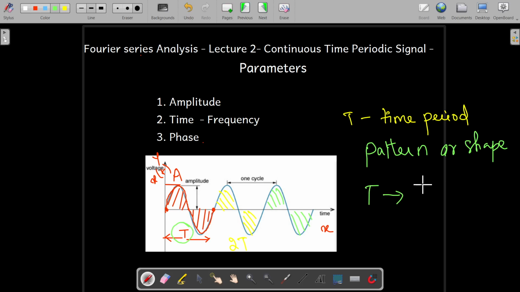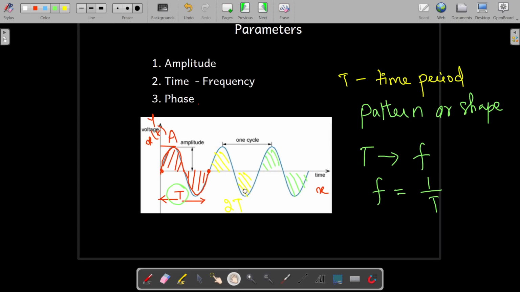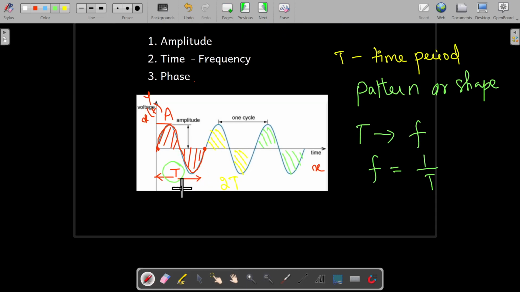From that time period we can measure the frequency of the signal. Frequency and time have an inverse relationship. So f is equal to 1 by T. Suppose this time period is equal to 1 second. If 1 second is taken to finish this particular signal pattern, then we can measure the frequency as 1 by 1 second. So it is equal to 1 hertz. That is the frequency.